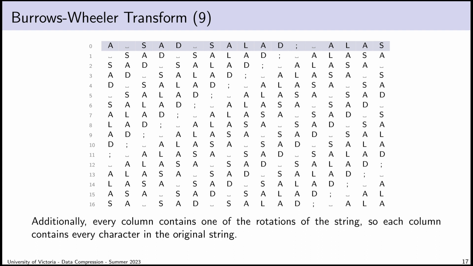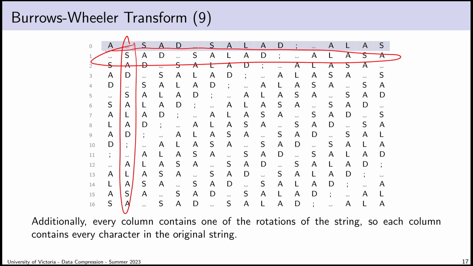Because of this symmetry property, every column also contains one of the rotations of the string. So for example, the rotation that I can find in row 1 is also going to be in column 1. Now I'm about to rearrange the rows, so that's not going to be the case in a minute.